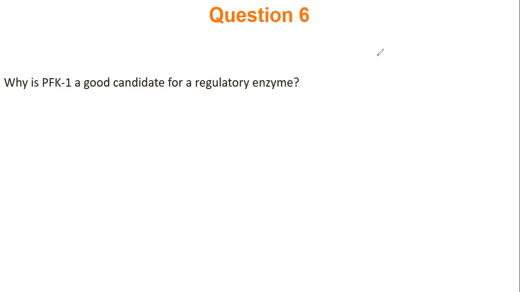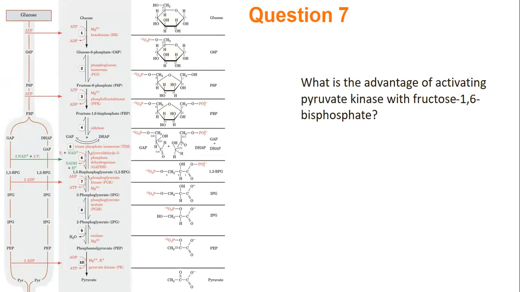All right. So here's another question. So we have pyruvate kinase. What is the advantage of activating pyruvate kinase, which is all the way down here, with fructose 1,6 bisphosphate, which is all the way up here? So we didn't talk about this really, but PK at the bottom there, if we have fructose 1,6 bisphosphate, that can turn on PK. So this is one of those critical thinking questions. So why do you think PK can be turned on with fructose 1,6 bisphosphate?